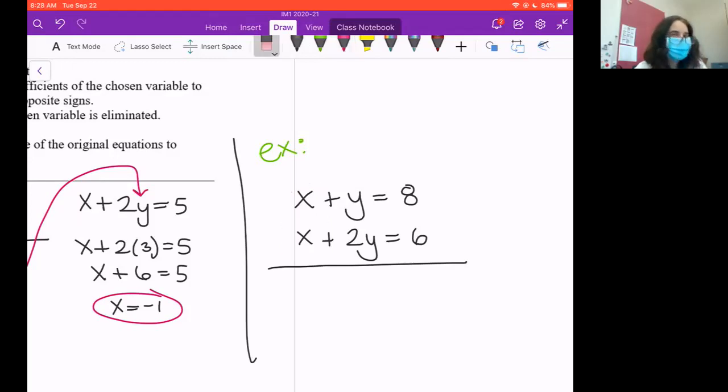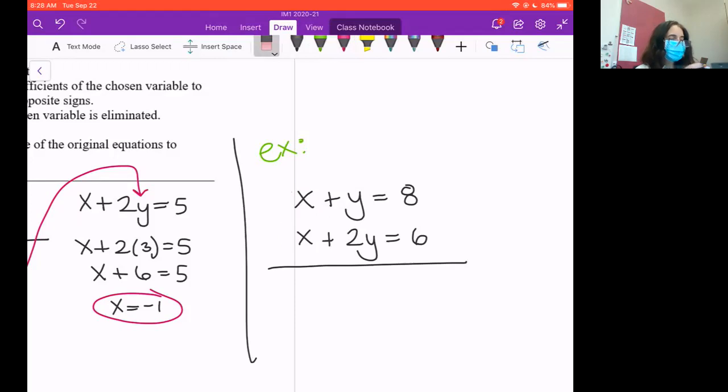So since adding gives me 2x, how could I make that 0? So adding doesn't work. What do you think is going to work? Subtraction, okay? So you can think of it as, oops, I just lost the tip of my stylus. That is funny. So you can think of it as, well, adding doesn't work. Maybe I can subtract. And in this case, yes, it will work.